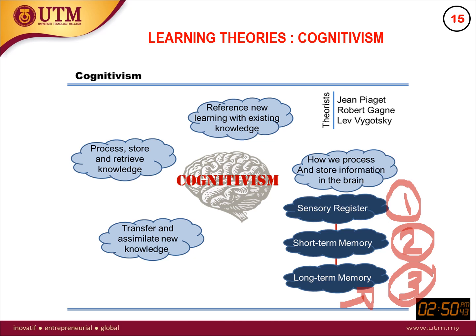So it's all about referencing the new learning with existing knowledge, process, store, and retrieve knowledge, transfer, assimilate new knowledge. And the theorists for this learning theory are Jean Piaget, Robert Gagné, and then finally we have Vygotsky. These are the three theorists of cognitivism theory.